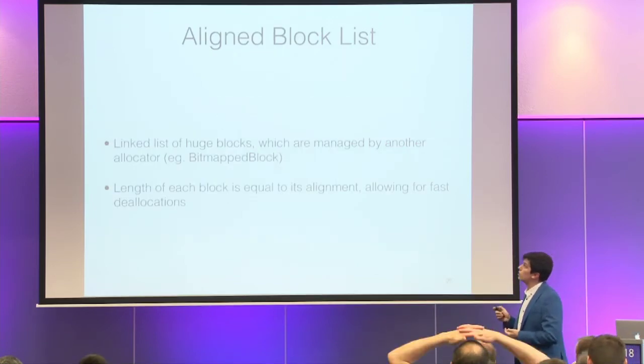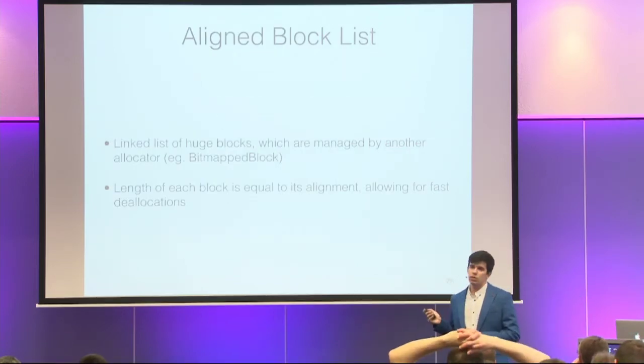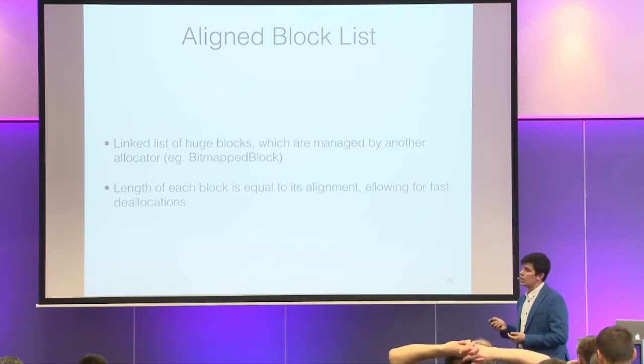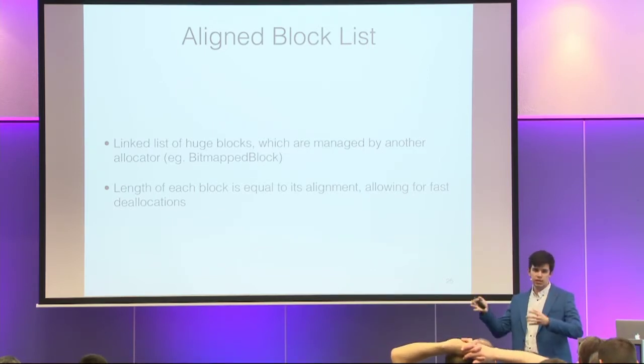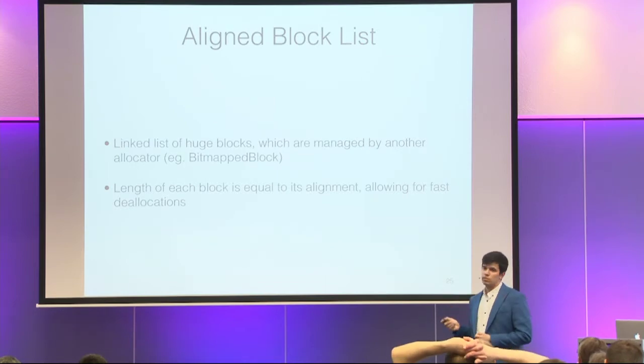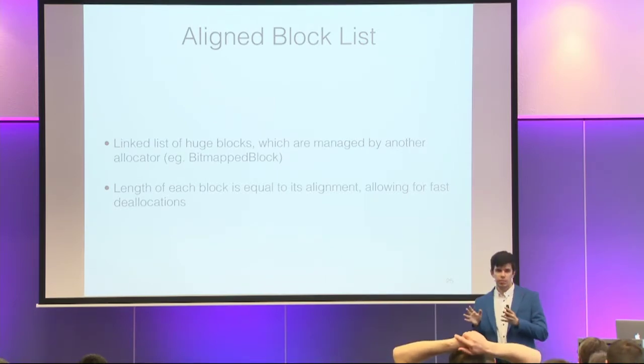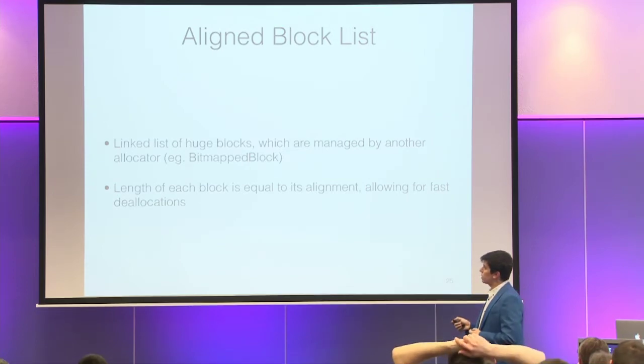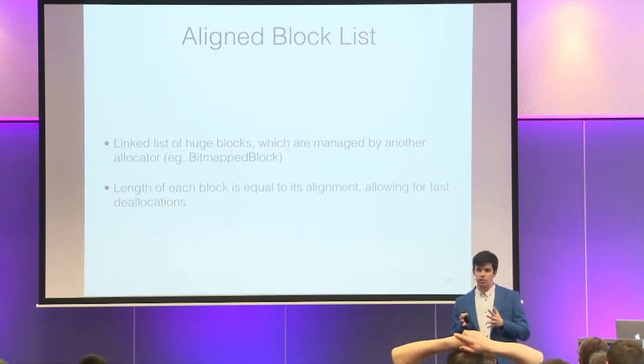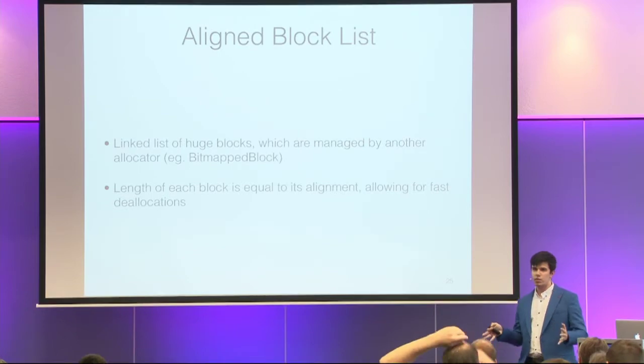I also added this recently to the allocator modules. It's called the align block list. And it has these huge blocks in a linked list, each being managed by another allocator, in our instance, some variant of the bitmap block. And because the length and alignment of each block are equal, then we're going to have fast deallocations.